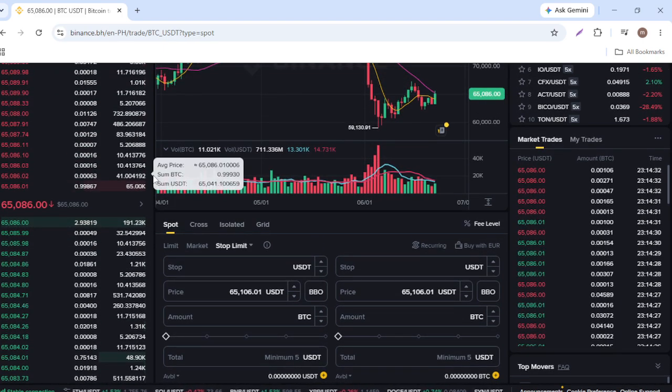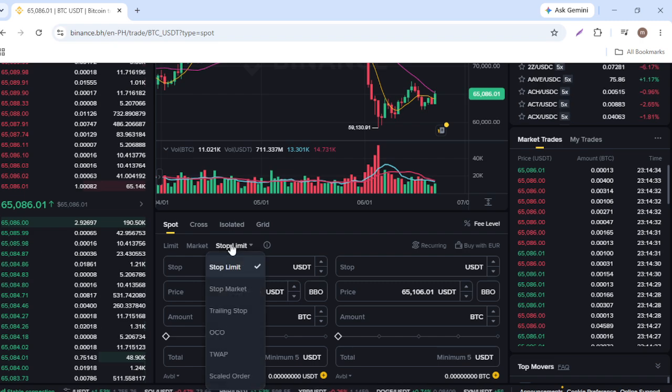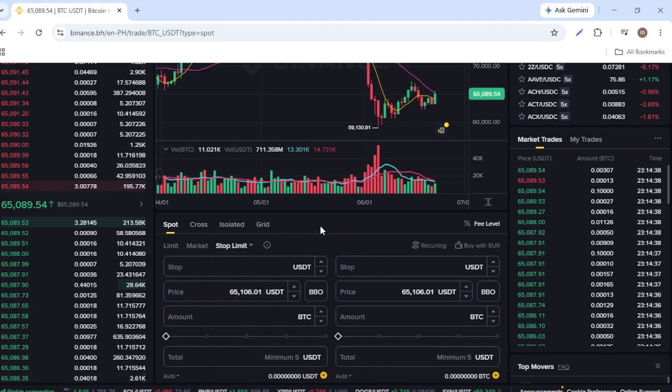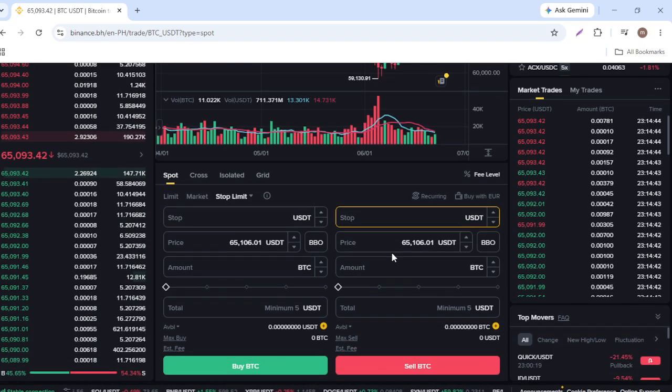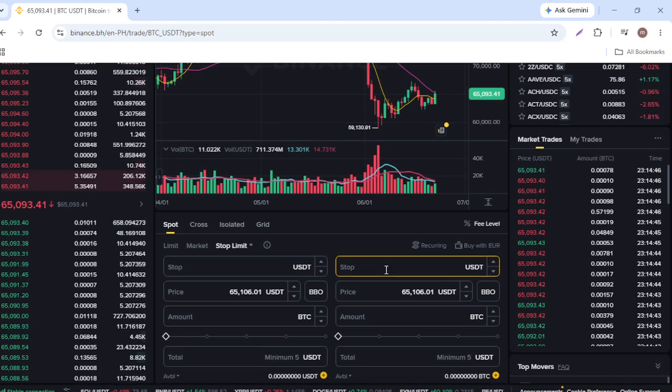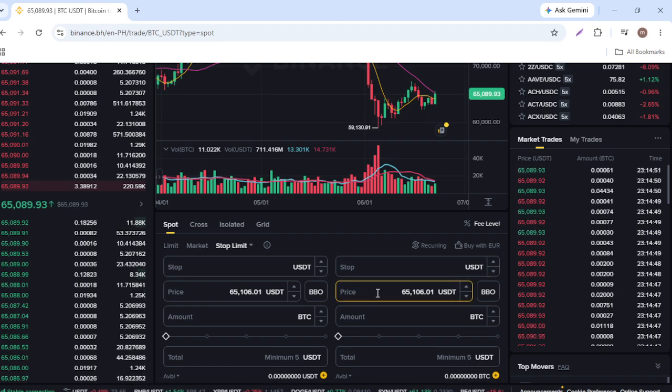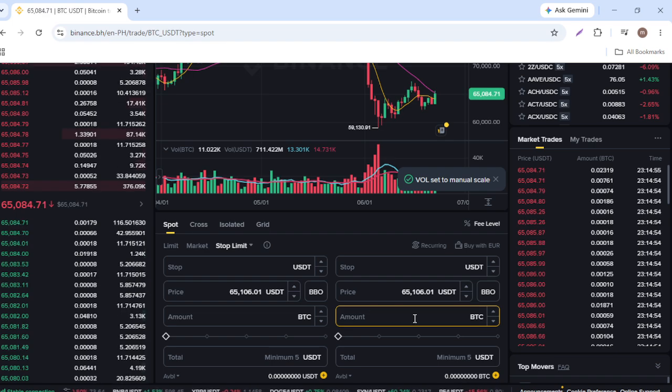In the Order panel, choose Stop Limit as the order type. Binance will then show you the fields you need to complete for this order. You'll usually need to enter three main details. First is the stop price. This is the trigger price that activates the order. Second is the limit price. This is the price of the limit order Binance will place after the stop price is triggered. Third is the amount, which is how much of the asset you want to buy or sell.